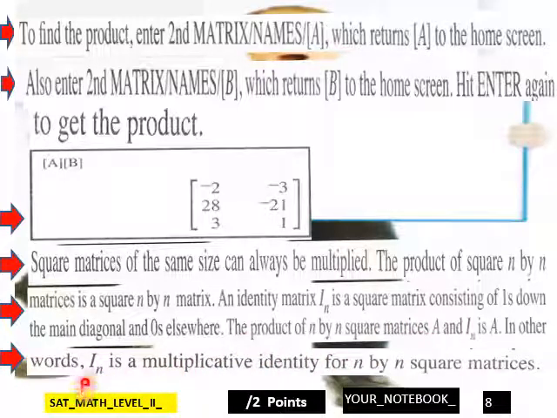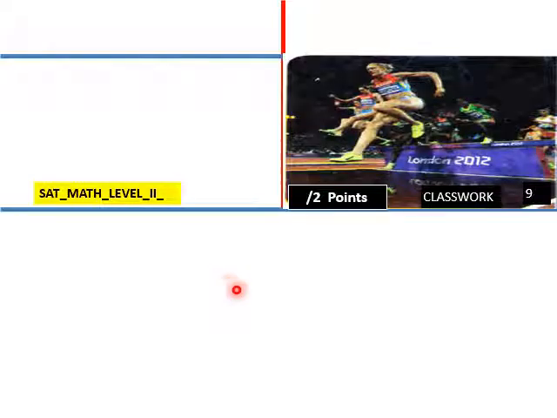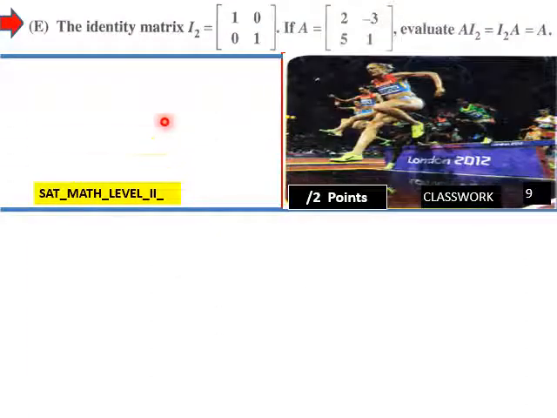In other words, identity n is a multiplicative identity for an n by n square matrix. So of course we've got to try one now. So the identity matrix, here's our diagonal here, I2. If A equals 2, -3, 5, and 1, evaluate A times I2, which equals I2 times A, which equals A. Or is this commutative?